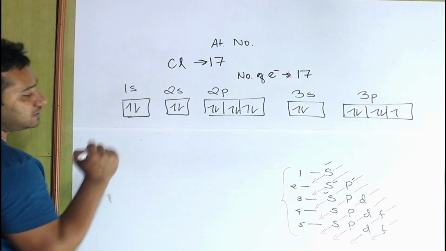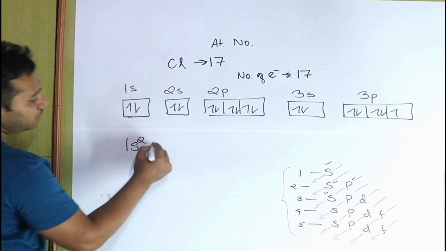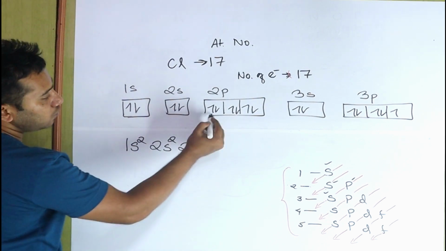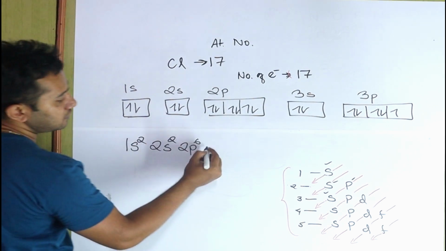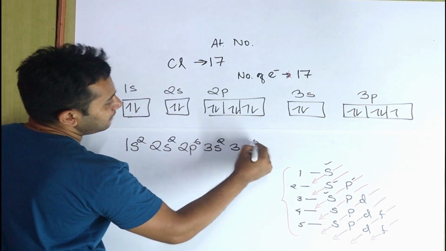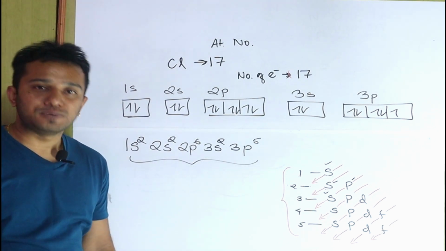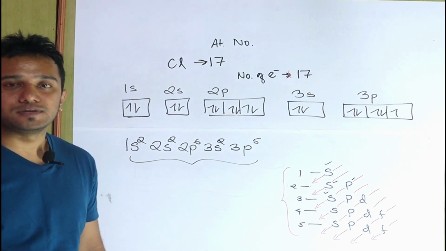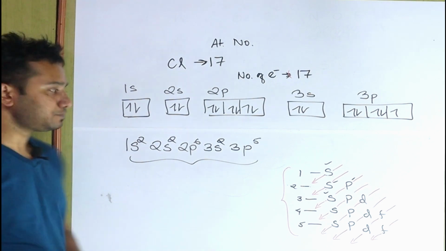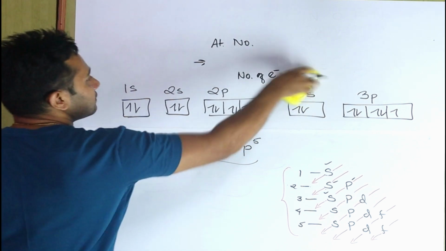There are 17 electrons. So if I write the electronic configuration, I can write 1s2, 2s2, 2p6. Why 6? 1, 2, 3, 4, 5, 6, 6 electrons. Then 3s2, 3p5. So we have 1s2, 2s2, 2p6, 3s2, 3p5. So this is the electronic configuration of chlorine. Let's go for atomic number 18.